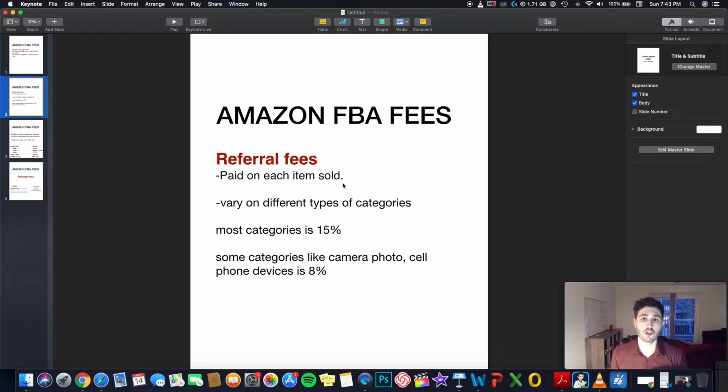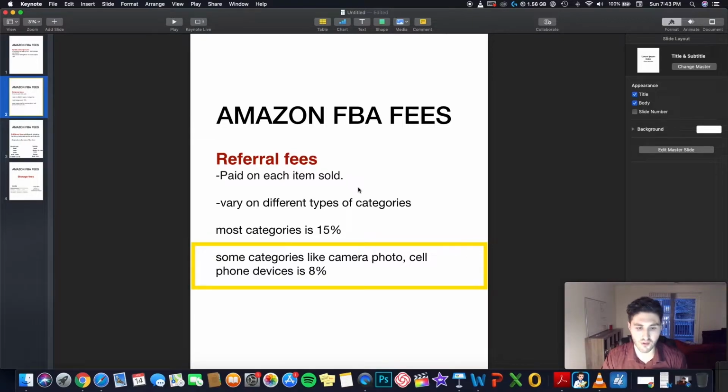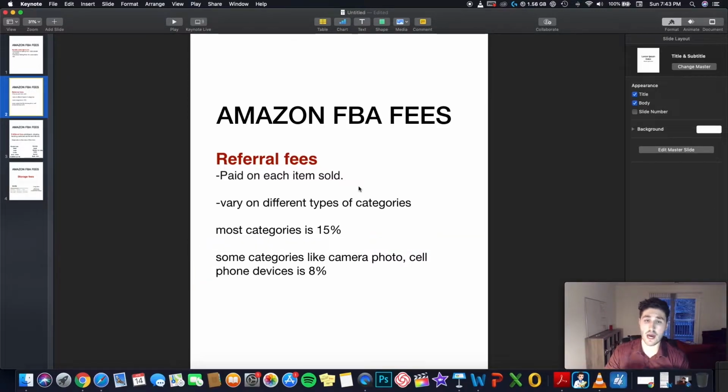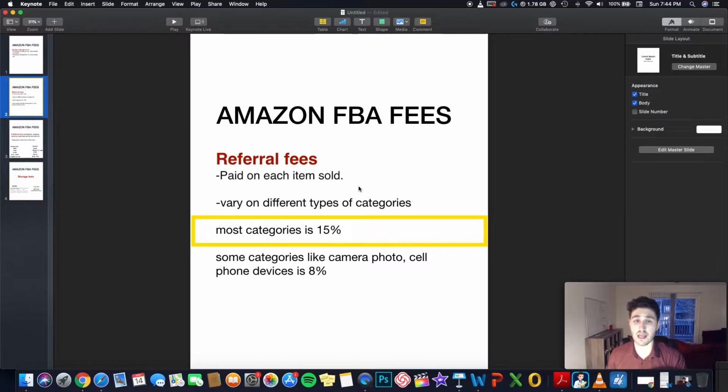Let's say you have an item that is in the camera and photo or cell phone device category. Amazon charges you just 8%. But if you are in any other category, let's say you sell pet supplies or office products, that referral fee goes up to 15%.